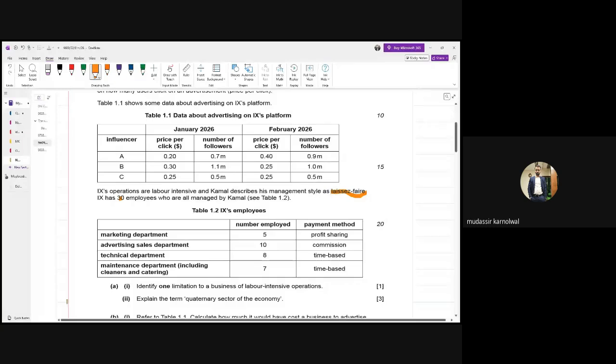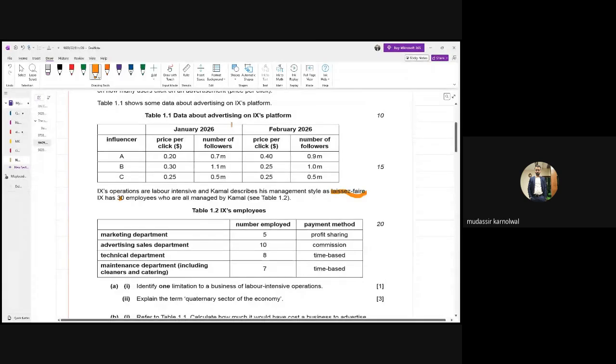Second question, part 2. Explain the term quaternary sector. I have already explained you quaternary sector. Quaternary sector is a part of the tertiary sector where high tech intellectuals and high knowledge is concerned. For example, some surgeons or maybe high tech engineers, they are the part of the quaternary sector.